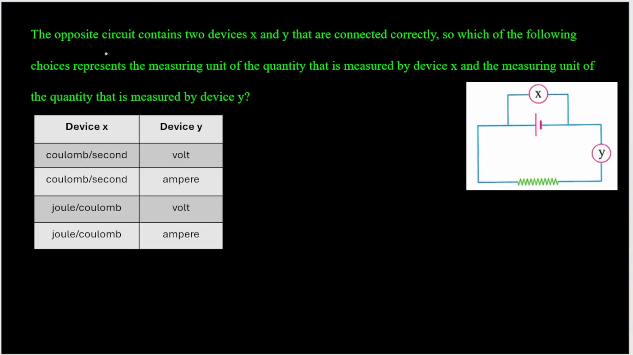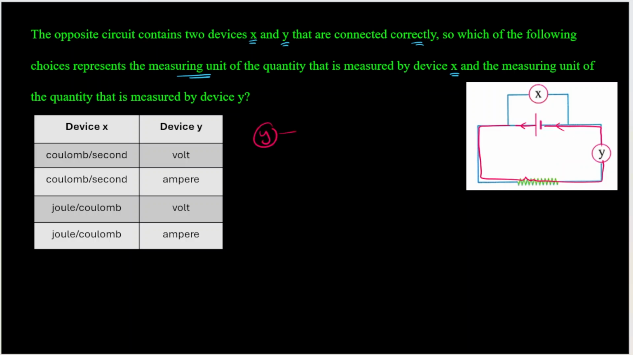In this question, the opposite circuit contains 2 devices, one is X and the other is Y, that are connected correctly. So which of the following choices represents the measuring unit of the quantity that is measured by device X and the measuring unit of the quantity that is measured by device Y? First of all, can you see the current is flowing from this battery, passing through this resistor, then passing through this device, then coming back to the battery.